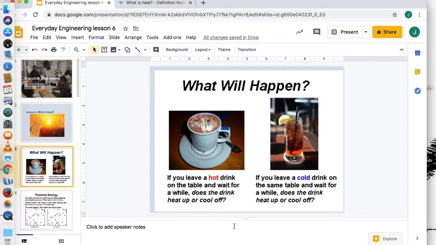If you leave a hot drink out, it won't heat up. It will cool off because it's already very warm. On the opposite, a cold drink will heat up because the longer it's there, the colder it's getting. The ice is melting, it's heating up, and it's melting the ice and all that.